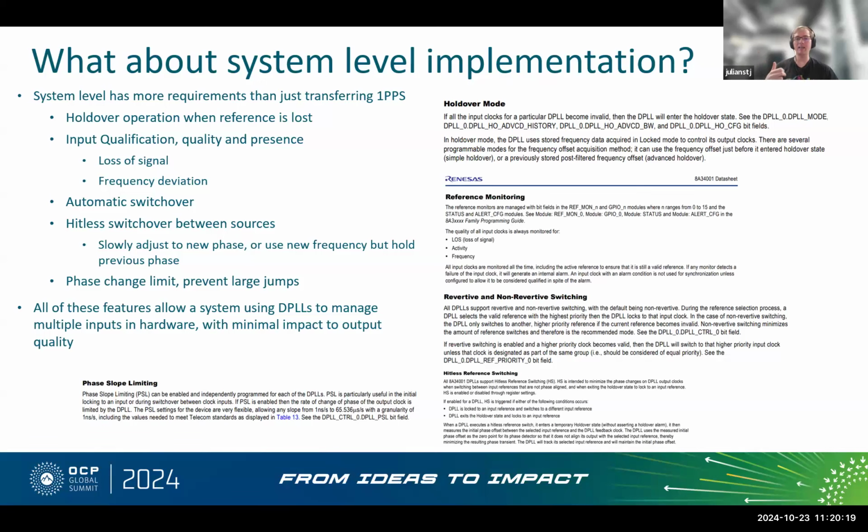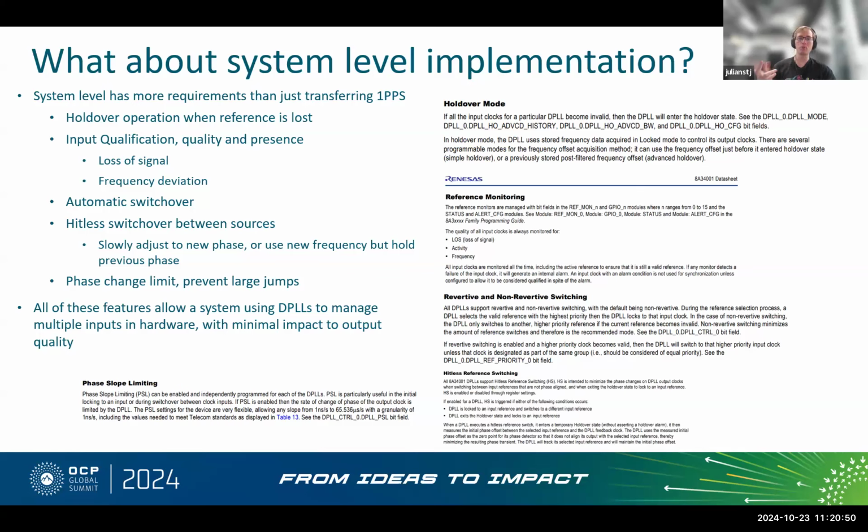And I wanted to highlight that a lot of those features are inherently present in the DPLL these days. There's a lot of notes on the side of the slide that are basically screenshots of the datasheet from Renesas. But if you think about the things that you want in a two-way time transfer system, including frequency, you want some operational capability to go into holdover when a reference is lost. You want to be able to know, okay, is my input good, or is it drifting more than another, or is it even there?